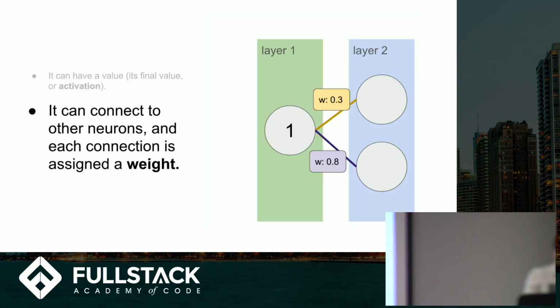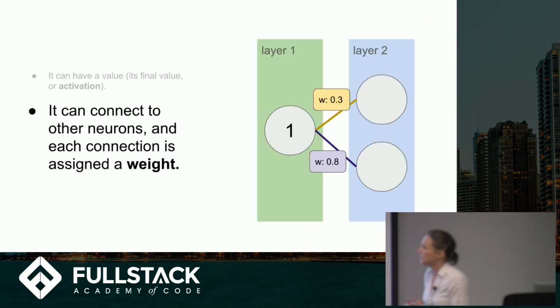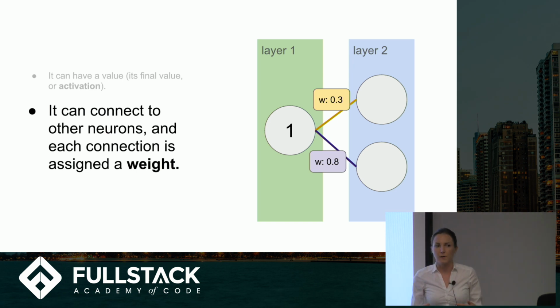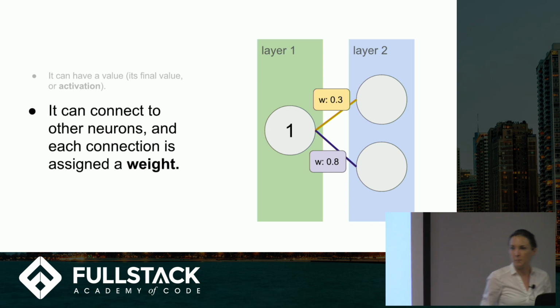And another thing a neuron can do, it can connect to other neurons, and each connection is assigned a weight. So you can see here we have this input layer, 1 neuron, and then connections to these 2 neurons, one with a weight of 0.3, another with a weight of 0.8. You might be wondering, what are these weights? How do you decide on what number goes there? Basically, it's a float, and the numbers are random. And the reason why they're random is because when you go through the training process, these numbers are what are gradually adjusted to get the network to do what you want it to do. But we'll get there soon.